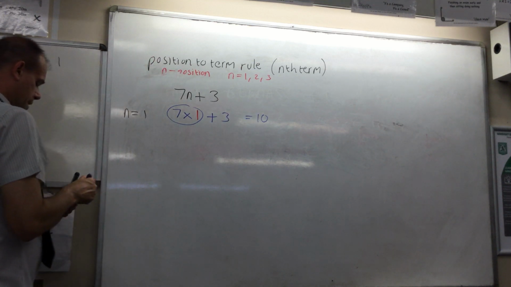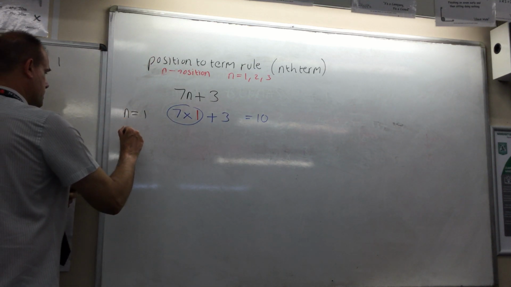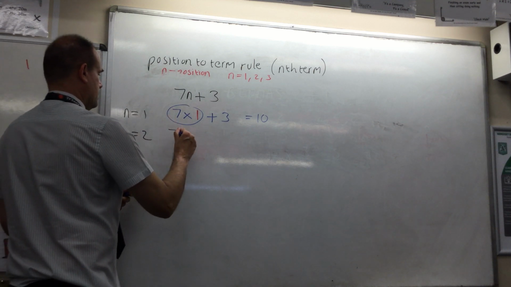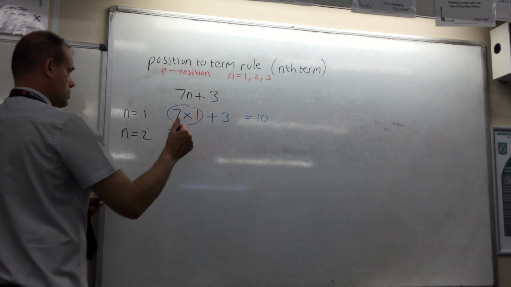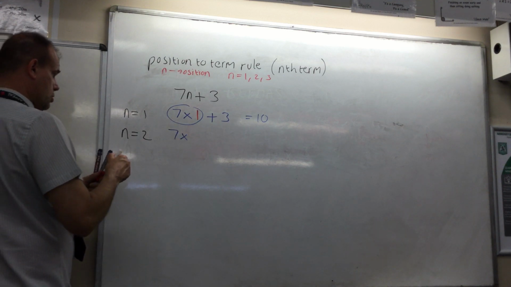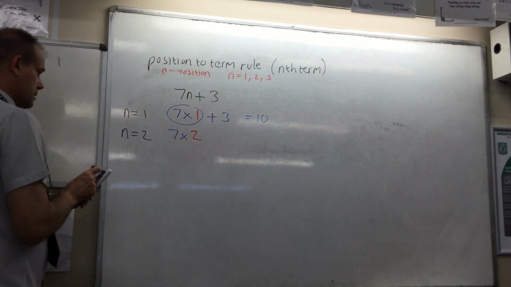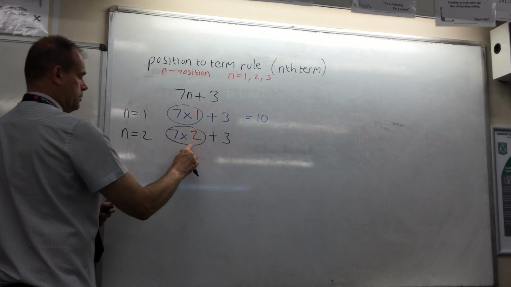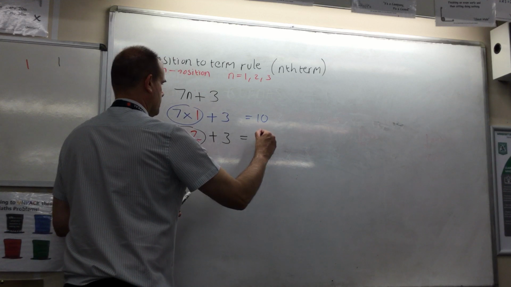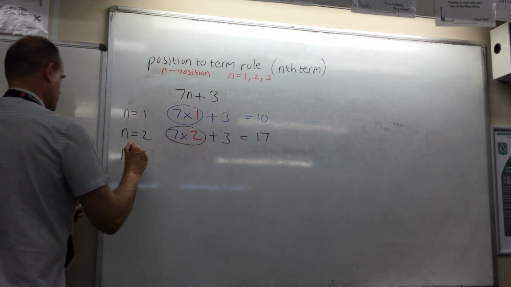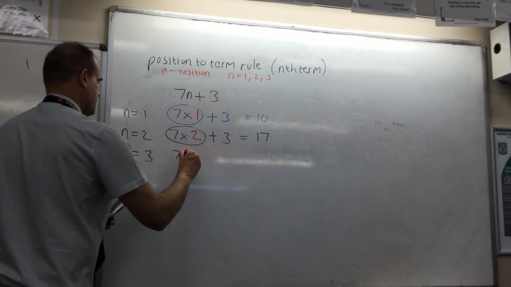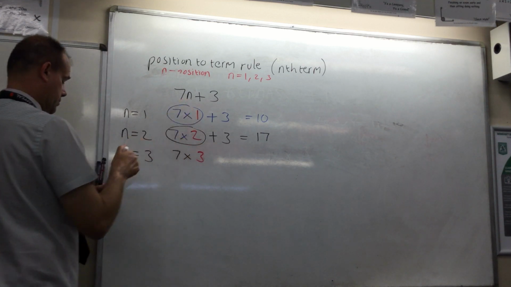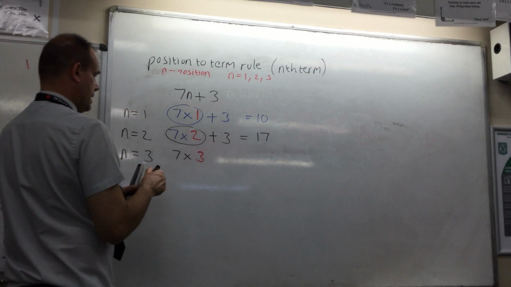Put n equals 2 into the formula. Okay, here we go again. So you go 7 times, now I want the term at position 2, so replace n by 2. Then we get to add 3 at the end. BIDMAS, times before you add, 7 2s are 14, add the 3 is going to give you 17. And n equals 3. Okay, 7 times n, which is 3, replace n by 3. Don't forget to add 3 at the end.